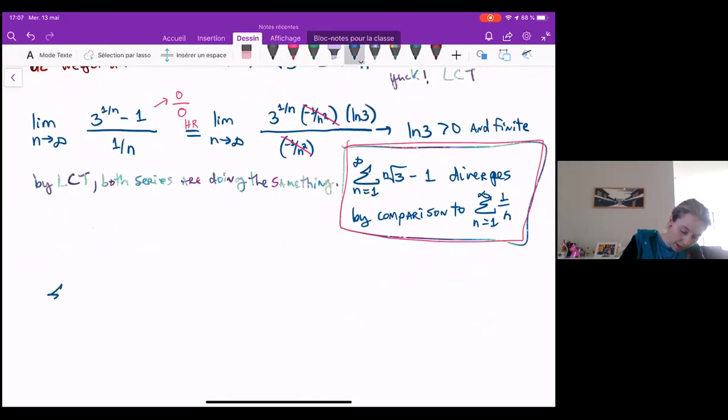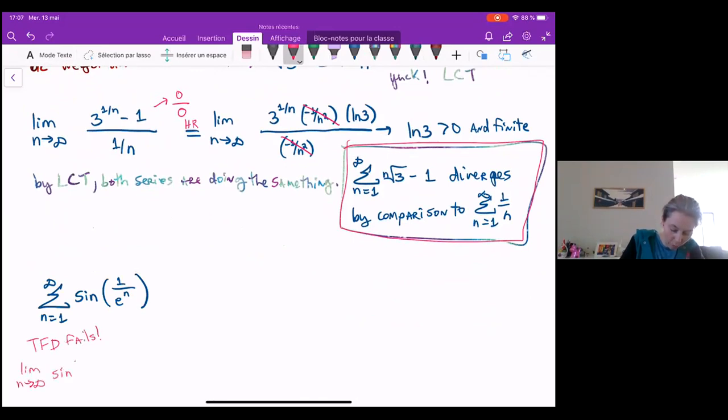So we're going to have the sum n equals 1 to infinity of sine of 1 over e to the n. So again, the test for divergence fails, because I get the limit as n goes to infinity of sine of 1 over e to the n. Well, 1 over e to the n is going to 0 as n goes to infinity, and sine of 0 is just 0.